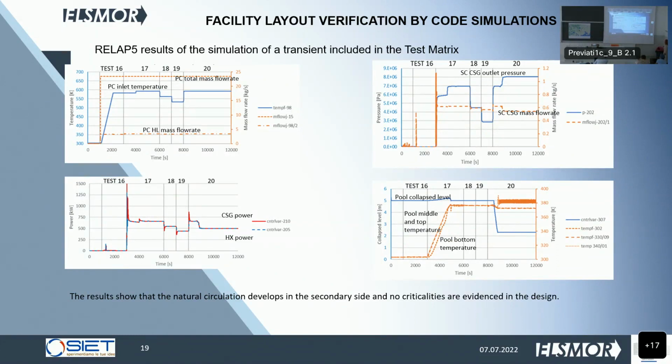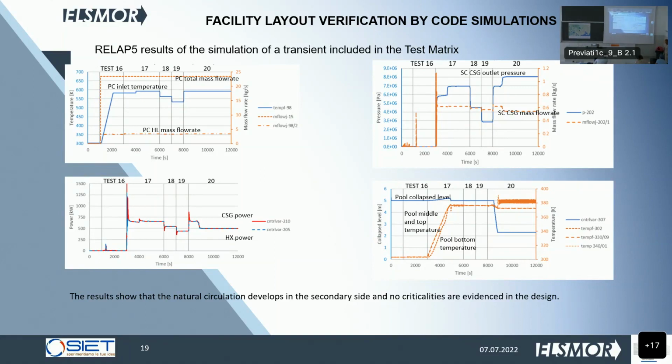In this case, we have the flow rate, and we have the pressure at the outlet. This is on the secondary side. Here we have a picture where the transferred power is reported.